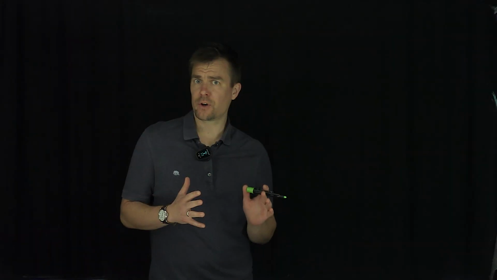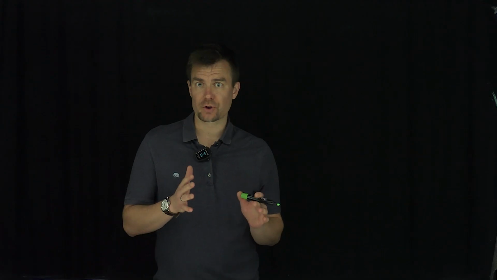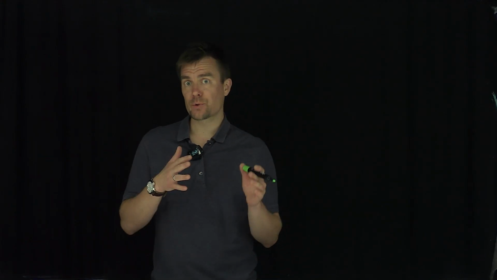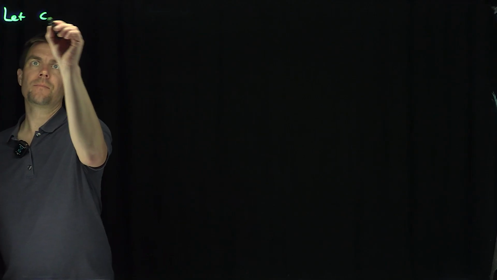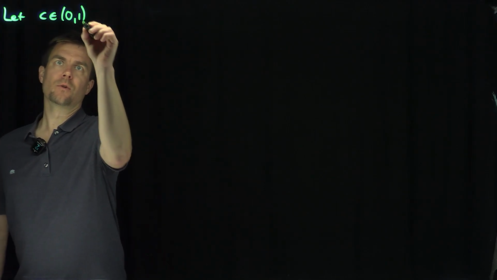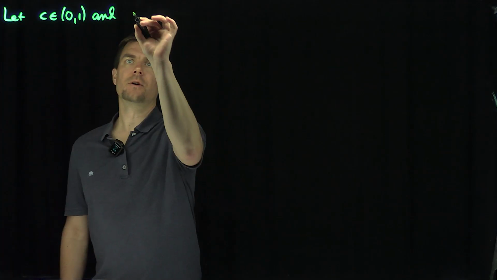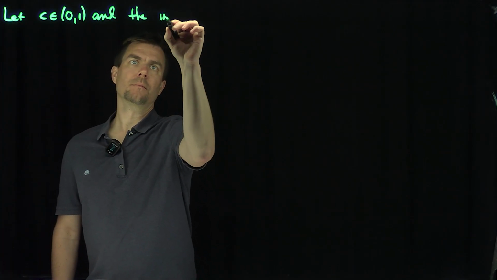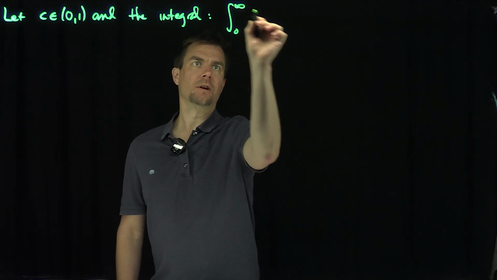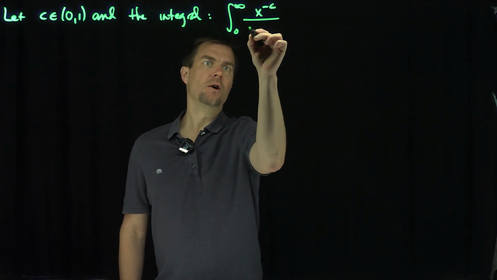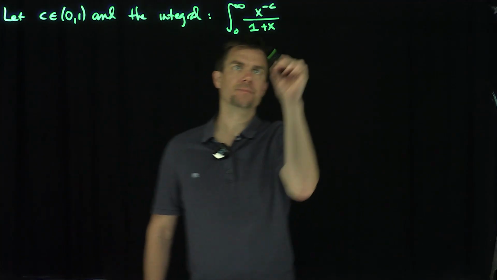Hello students, in this video we'll use the residue theorem to evaluate an integral that is related to the gamma function. This integral needs to be evaluated using a keyhole contour, which is a very interesting technique in contour integration. Let c be a number between 0 and 1, and consider the integral from 0 to infinity of x to the negative c over 1 plus x dx.